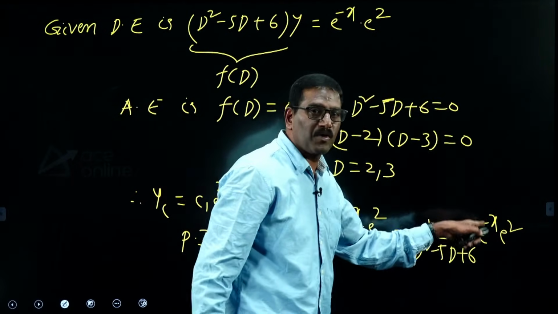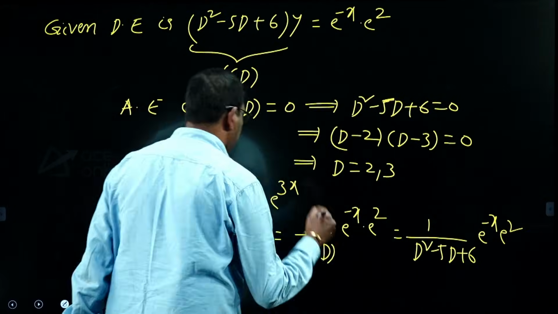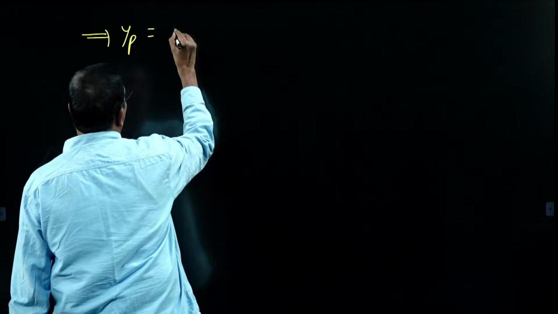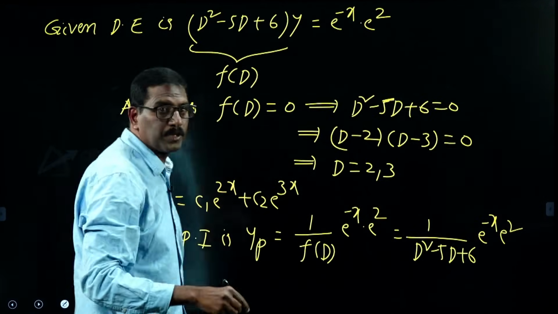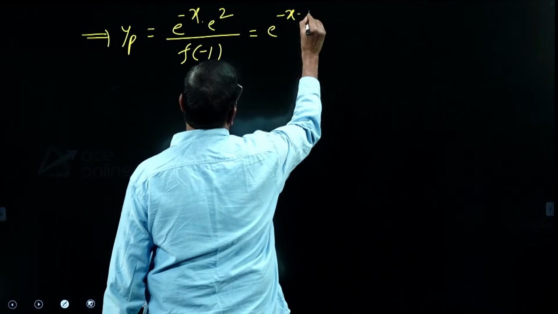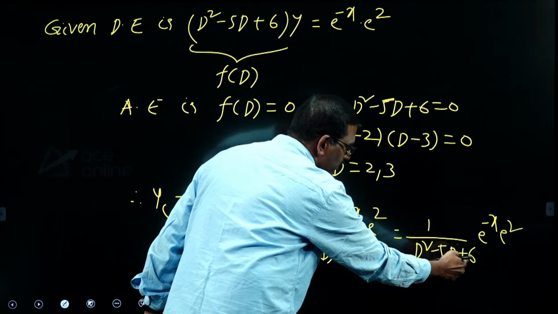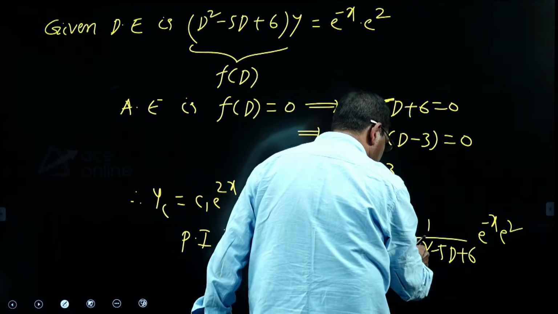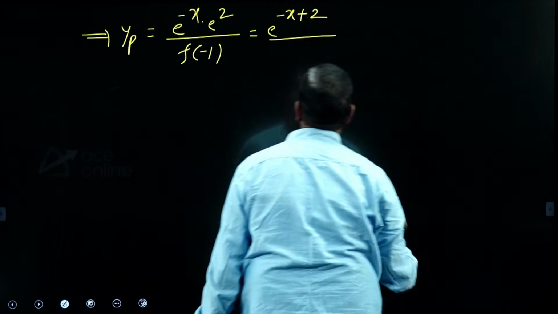So this is in the form e power ax, or not? Type 1 model. So what is a in place of a? Minus 1 is there. Substitute directly here. That implies Yp is equal to e power minus x into e square by f of minus 1. F of a you have to substitute in place of f of D. What is a here? Minus 1. If I substitute minus 1, this is e power minus x plus 2, you write as usual. F of minus 1 means substitute: minus 1 whole square is 1, 1 plus 6 is 7, 7 plus 5, 12.